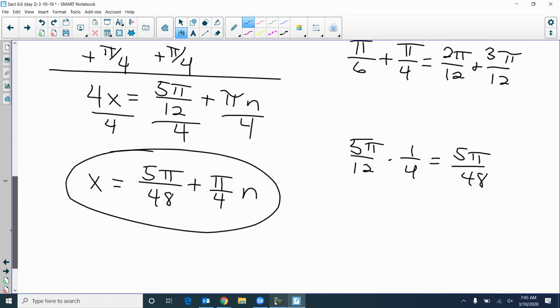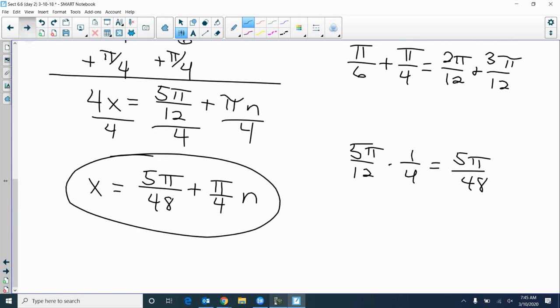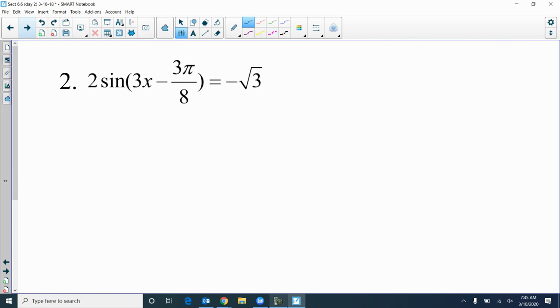Okay, I want to do one more like this one. 2 sine of 3x minus 3 pi over 8 equals negative square root of 3. All right. Go ahead and get that down. We'll go through it here in a second.